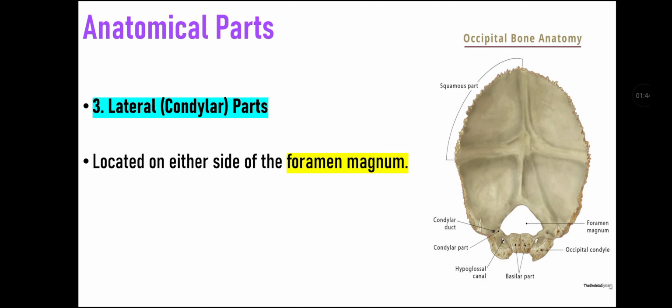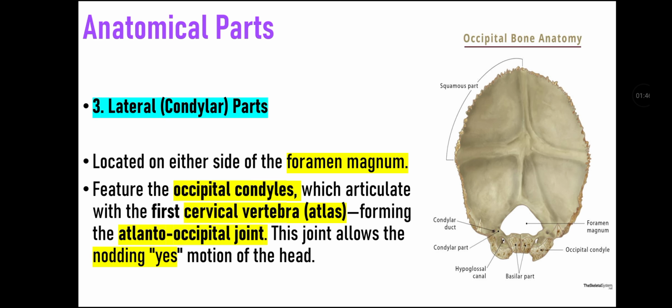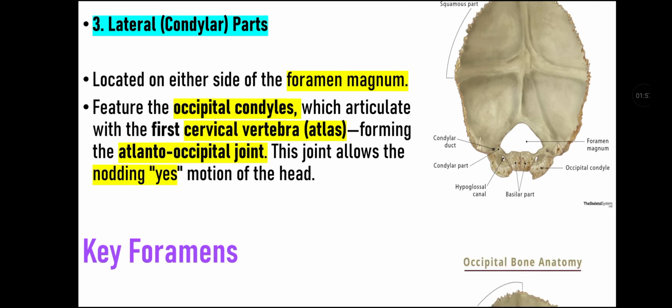They are located on either side of the foramen magnum. They feature the occipital condyles, which articulate with the first cervical vertebra, that is the atlas, forming the atlanto-occipital joint. This joint allows the nodding movement, or the "yes" movement, of the head.